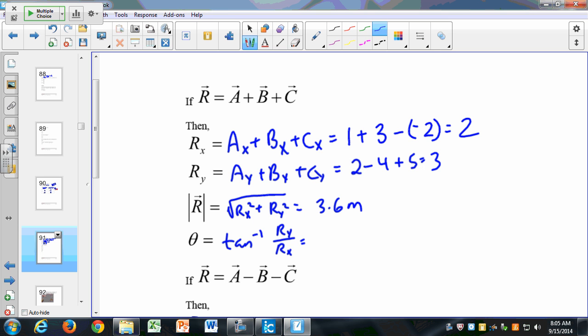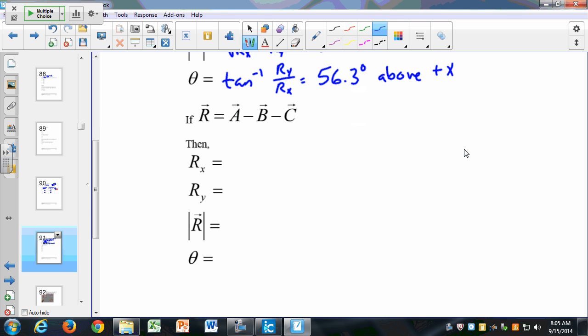Hunter, do you have this? What is it? 56.3. Okay, so 56.3, and that's going to be above the positive x-axis. Oh, I do have it right there. Yeah, 56.3. And if we want to do a difference of vectors, we can do a minus b minus c, for example, and it works out about the same.